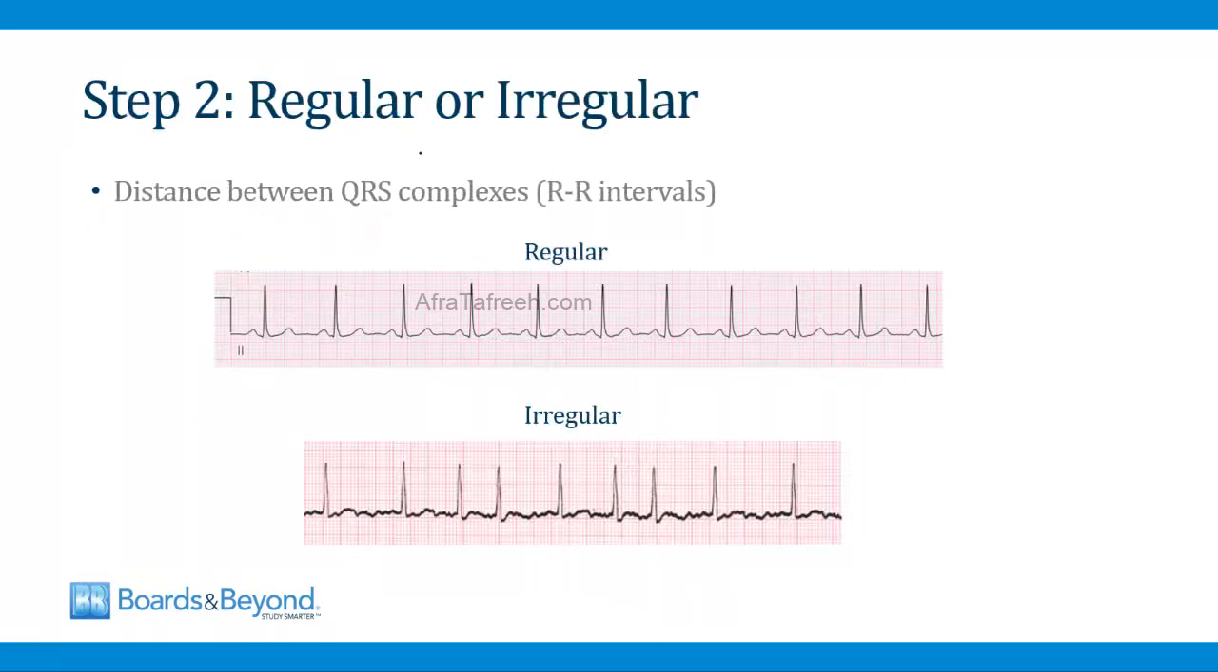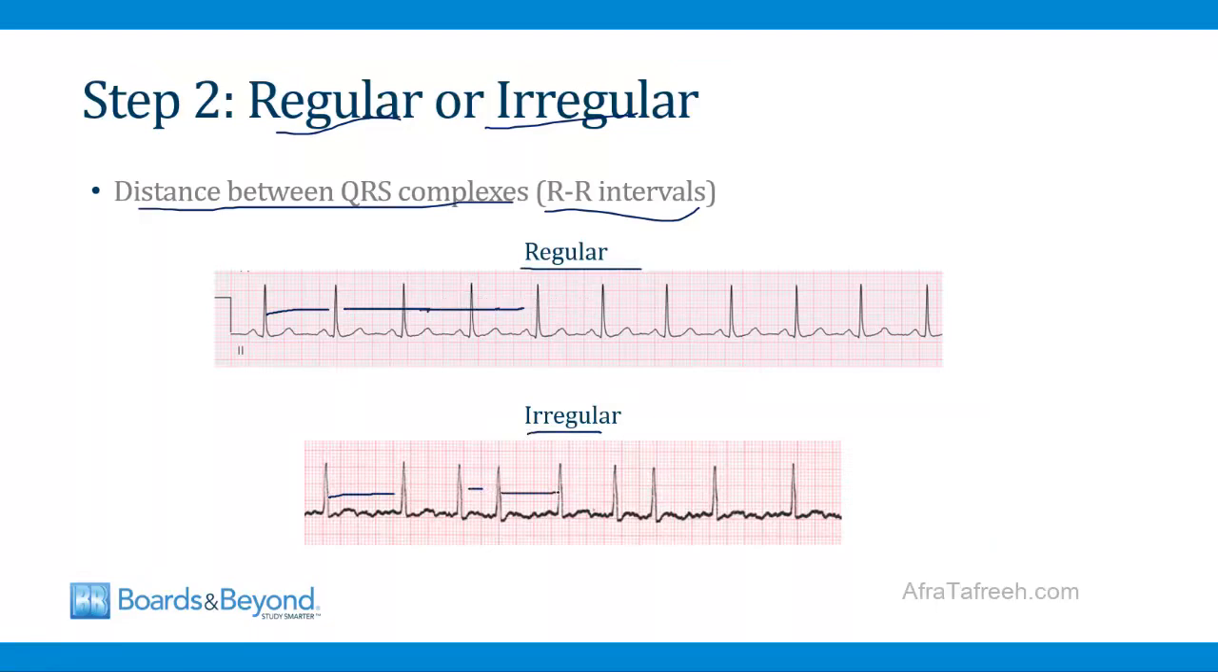Once you decide whether or not P waves are present, the second step in my method is to determine whether the rhythm is regular or irregular. And by regular or irregular, I am referring to the distance between QRS complexes, otherwise known as the RR intervals. If you look at this EKG at the top of the screen, the distance between every QRS complex and the next one is the same. That is a regular rhythm. If you look at the bottom of the screen, this is an irregular rhythm. We have a long distance here, followed by a short distance here, and then a long distance here.